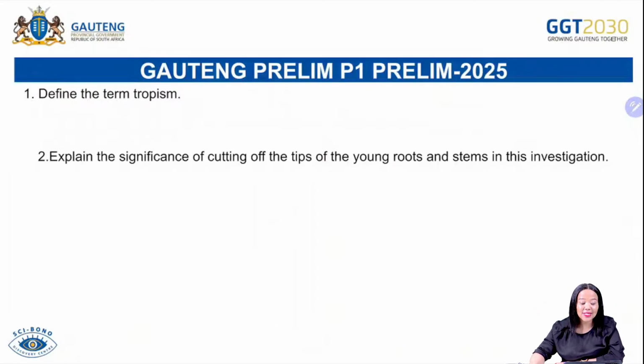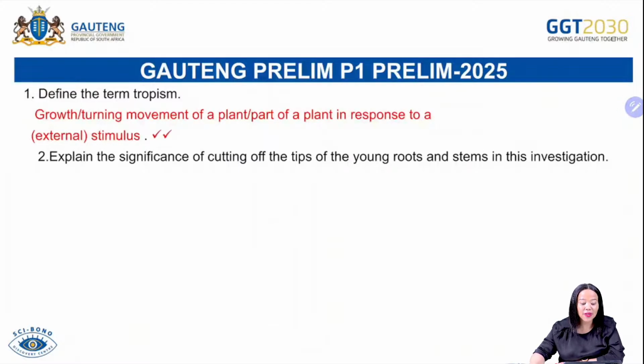Lovely. It says, define the term tropism. The growth or the turning movement of a plant or part of the plant in response to an external stimulus, or just in response to a stimulus. We're talking about the growth or the turning movement or the bending reaction. You can even say the bending reaction of a plant or part of a plant in response to a stimulus.